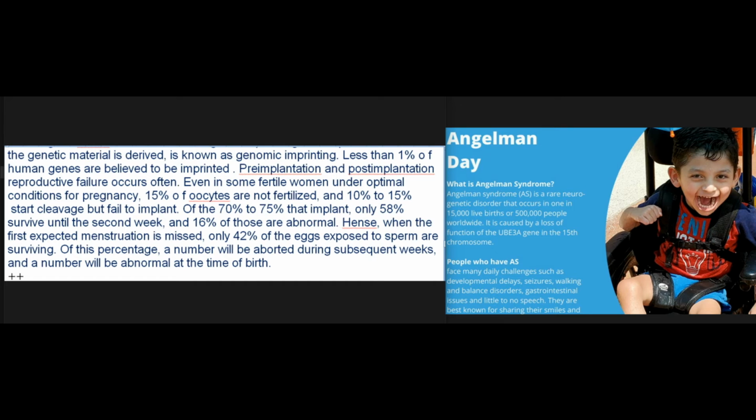Pre-implantation and post-implantation reproductive failure occurs often. Even in some fertile women under optimal conditions for pregnancy, 15% of oocytes are not fertilized, and 10% to 15% start cleavage but fail to implant. Of the 70% to 75% that implant, only 58% survive until the second week, and 16% of those are abnormal. Hence, when the first expected menstruation is missed, only 42% of the eggs exposed to sperm are surviving. Of this percentage, a number will be aborted during subsequent weeks, and a number will be abnormal at the time of birth.